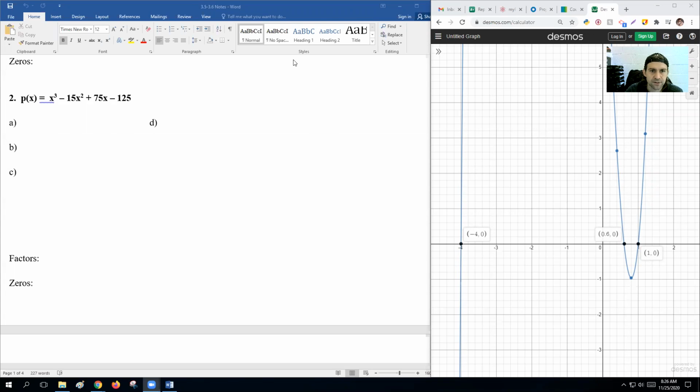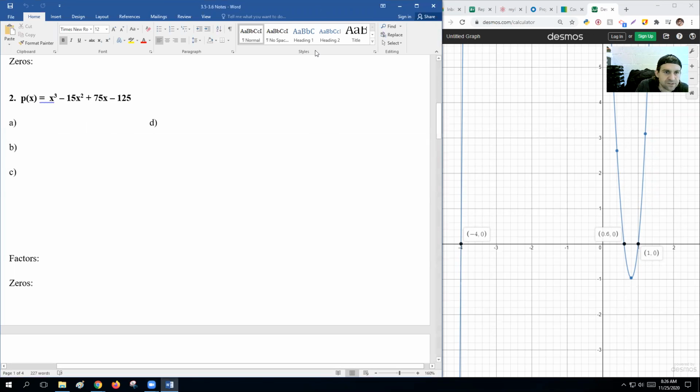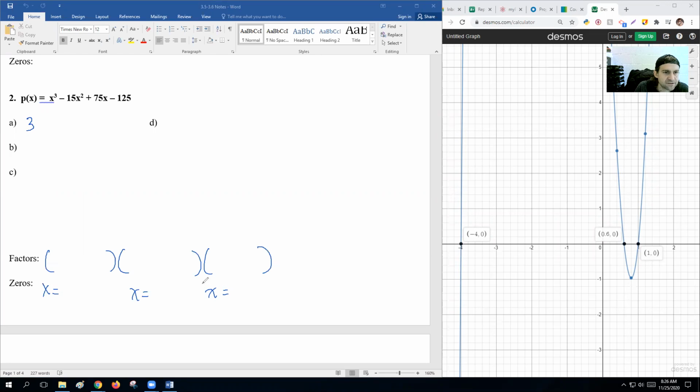Okay, so let's start it off. How many zeros do we expect to have? If we look, we have a degree 3, so there should be 3 zeros. So it should be x equals, and x equals, and we should have 3 factors like such. Okay, now if we were going to use our table here, we'd look at a table that is plus or minus 1 divided by our leading coefficient, which is 1.